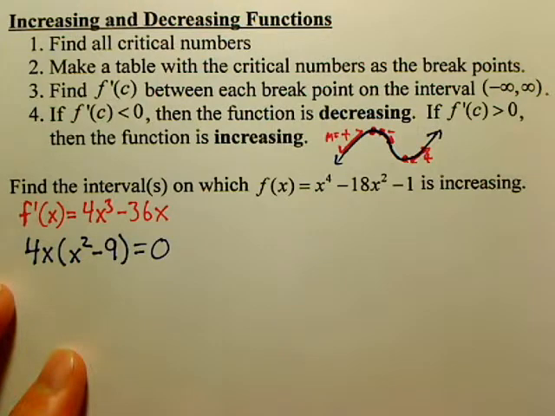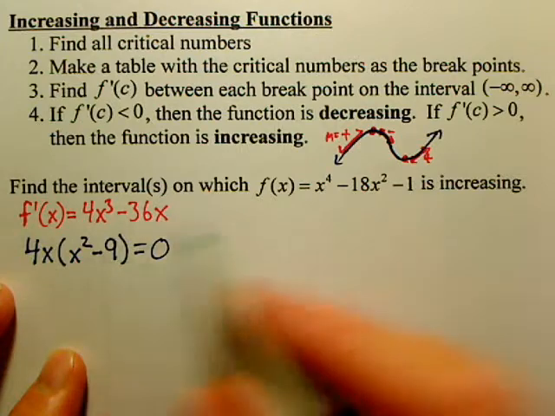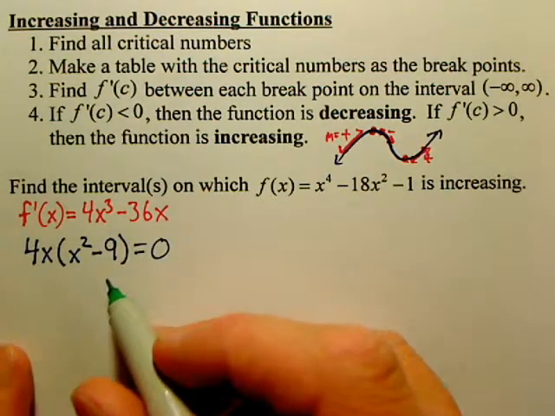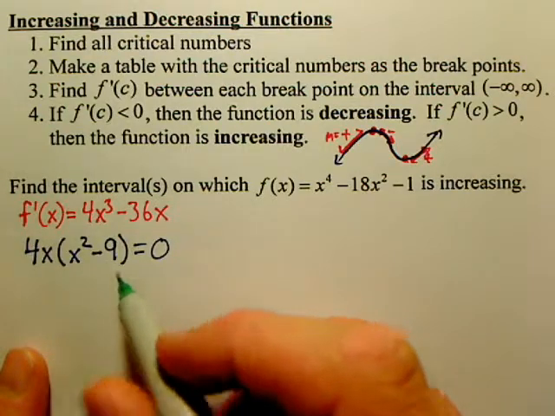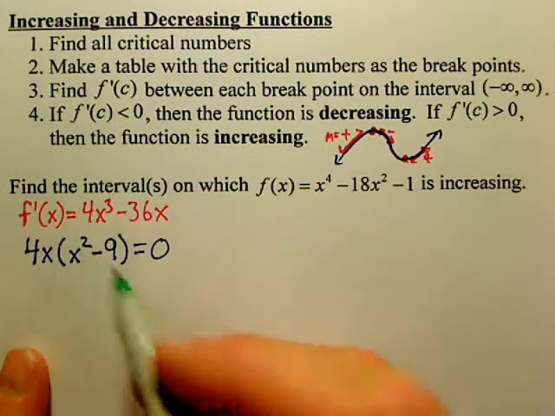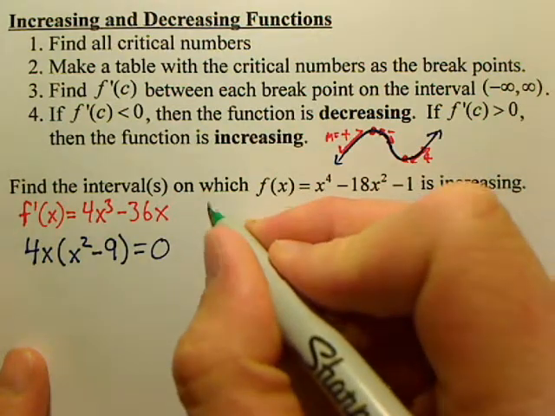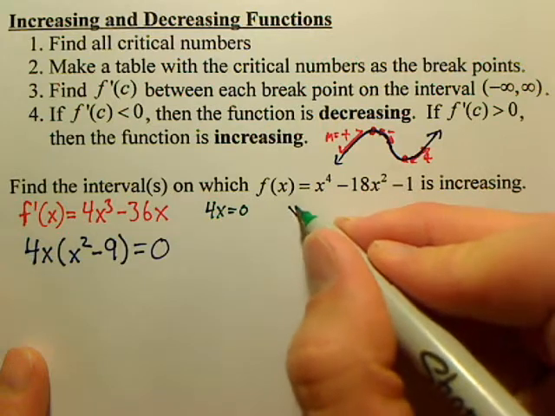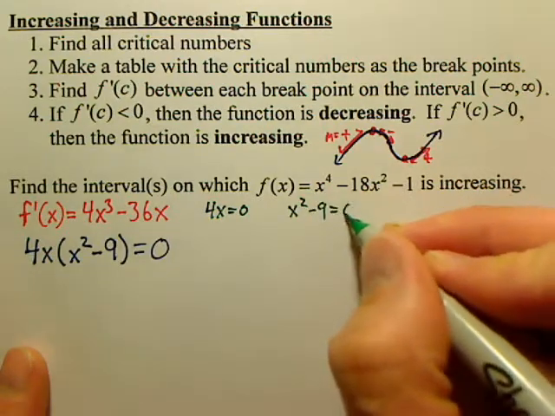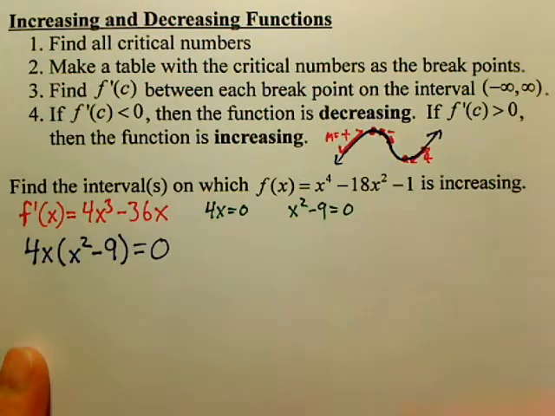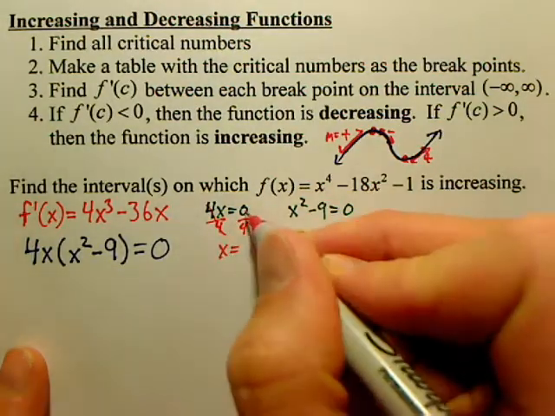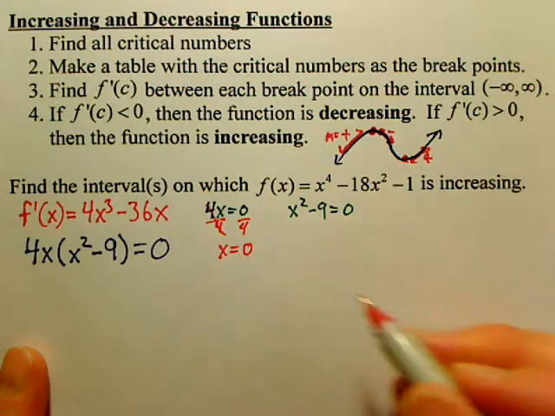Now you don't have to worry about where this does not exist, because it always exists. This is a continuous function. Anywho, let's find the points where, for these two pieces, which will create a 0. So 4 times what will give me 0? That's the first piece. And what squared minus 9 will give me 0. So if you divide by 4 on both sides, you get 0 divided by 4 is 0. So that's one critical number.